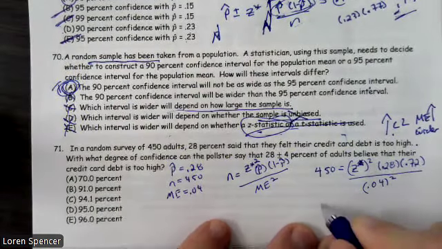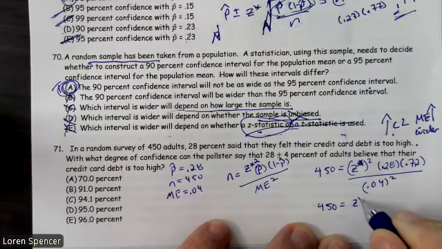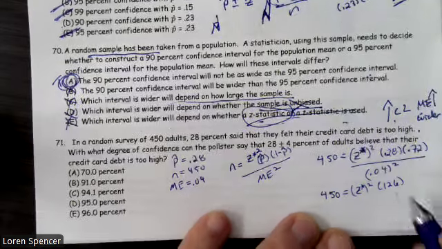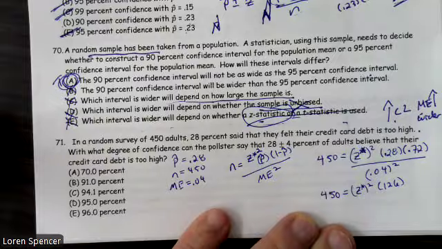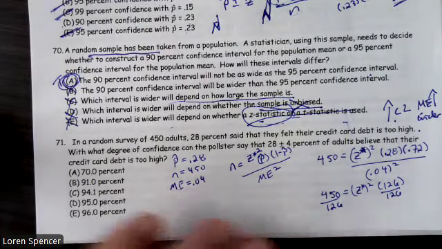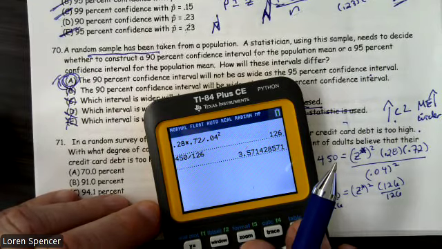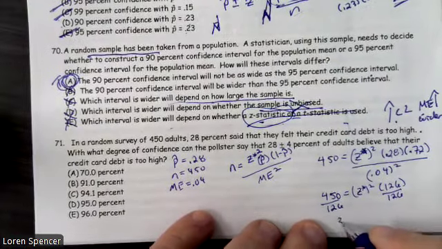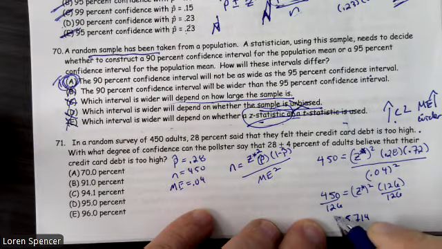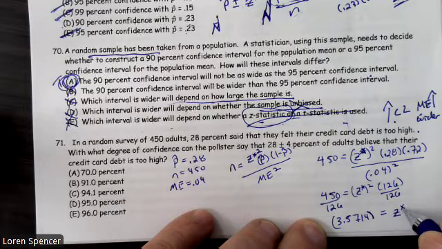So 450 equals Z star squared times 126. I'm going to divide both sides by 126. So 450 divided by 126 equals 3.5714, and that's going to equal Z star squared.